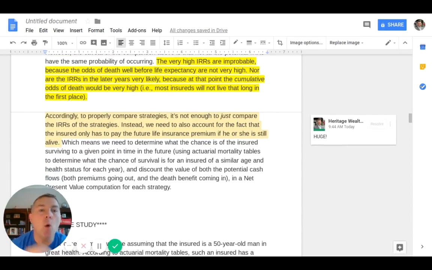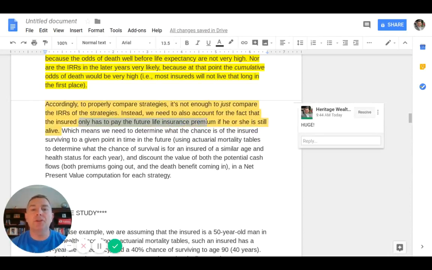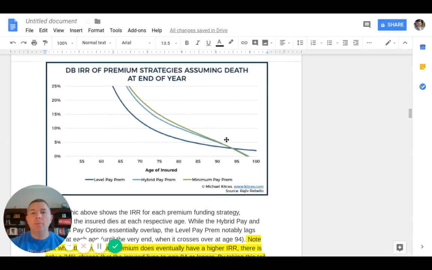All right. Accordingly, to properly compare strategies, it is not enough just to compare the IRRs of the strategy. Instead, we need to also account for the fact the insured only has to pay the future life insurance premiums if he or she is still alive. So if you're going to die at 85, why would we want to run an illustration for 100 years old? Now, you have to get the insurance company to be compliant. But for you, you say, look, I'm going to do an IRR based on I'm going to live till I'm 100, so I want to do an IRR at 100 that's going to be beneficial to me, which would be the level pay.